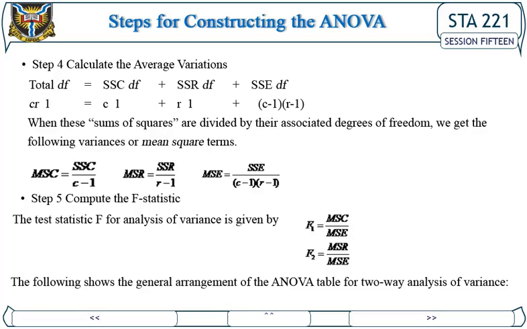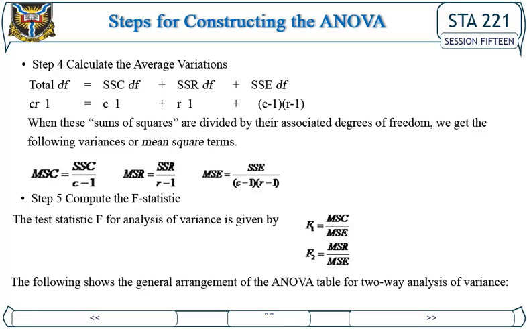MSC is equal to SSC over C minus 1. MSR is equal to SSR over R minus 1. MSE is equal to SSE over (C minus 1)(R minus 1). Step 6. Compute the F statistic. The test statistic F for analysis of variance is given by F1 is equal to MSC over MSE. F2 is equal to MSR over MSE.